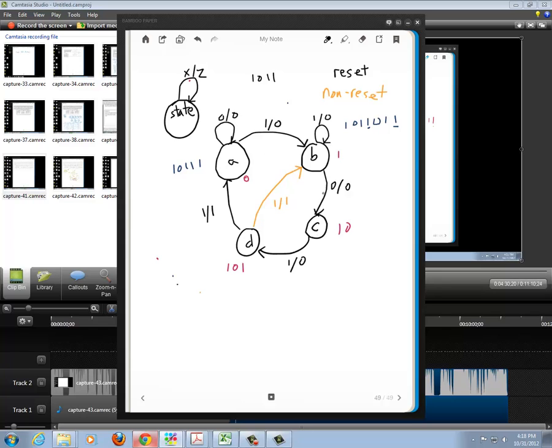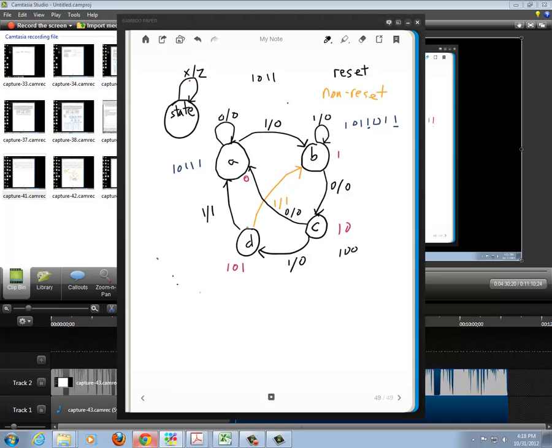In C, we got here by having a 1 0. If we get a 1, we already know we're going to D. If we get a 0, we need to reset because then we would have a 1 0 0, which doesn't lead us towards our sequence, so we need to start over again. So 0, 0. And D, we already know what happens if we get a 1, in either the reset or the non-reset case.